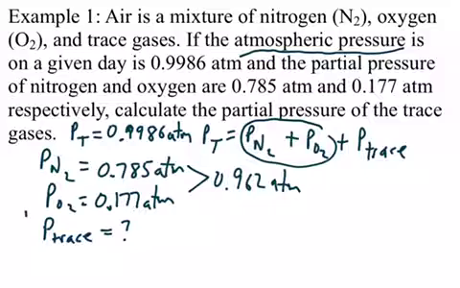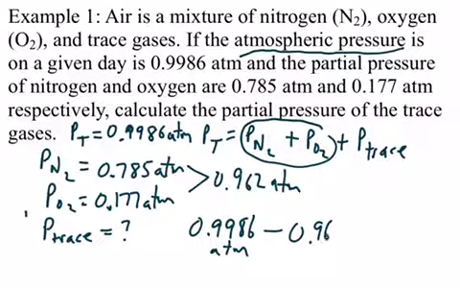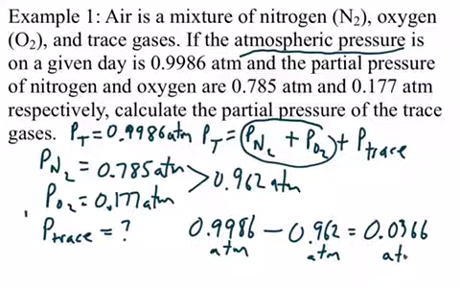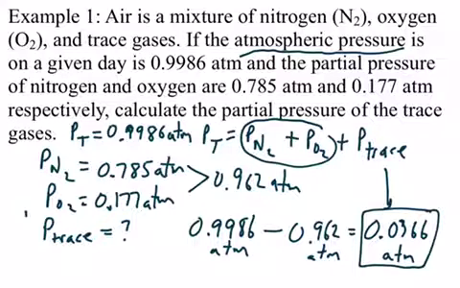The total, if you recall, is 0.9986. We're going to subtract that minus the 0.962 that we just got. And when we subtract, the difference, which is very small, is 0.0366, and of course that's going to be in atms. That is going to be the partial pressure of the trace gas. Again, the 3 of these add up to 0.9986. Okay?